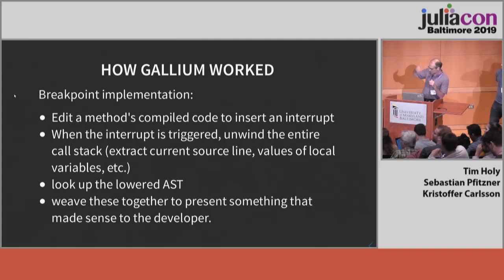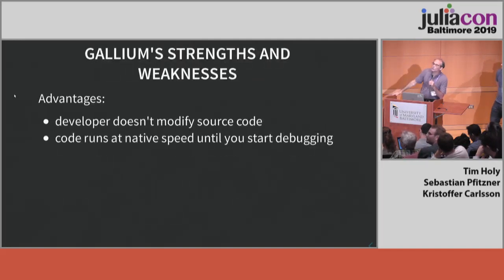So this requires that you can span the full depth of that compilation pipeline, all the way between native code and up to what the user types, right? That has some huge advantages. One is the developer doesn't have to modify the code. Gallium does. It inserts those interrupts, but that's easily reversible and you don't have to worry about it. The other huge advantage of this strategy is that the code runs at native speed until you start debugging, right? That's an enormous advantage.